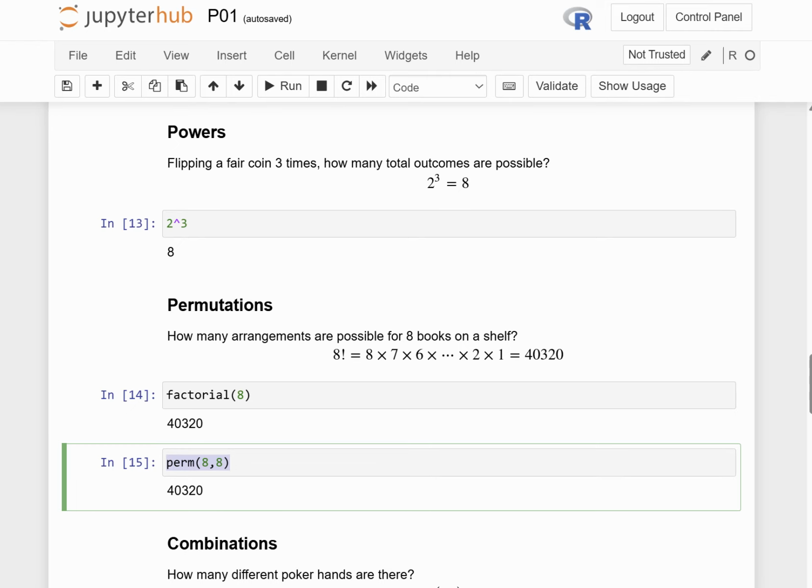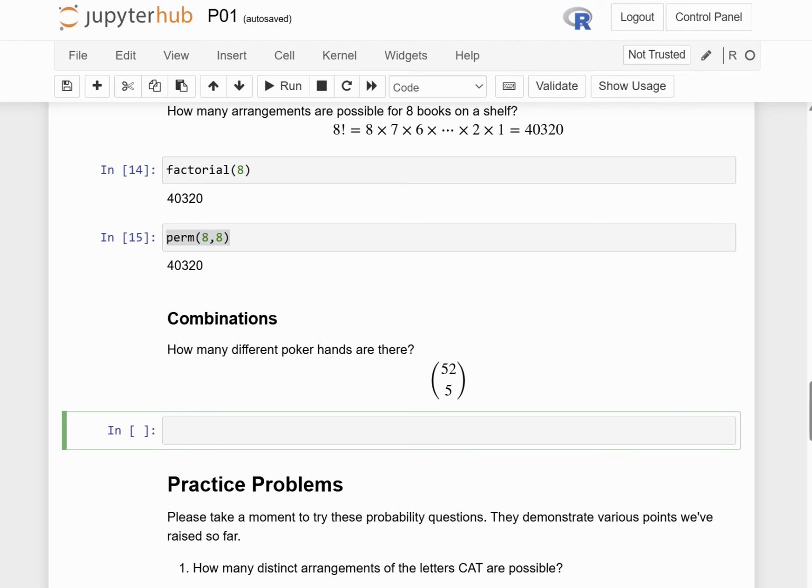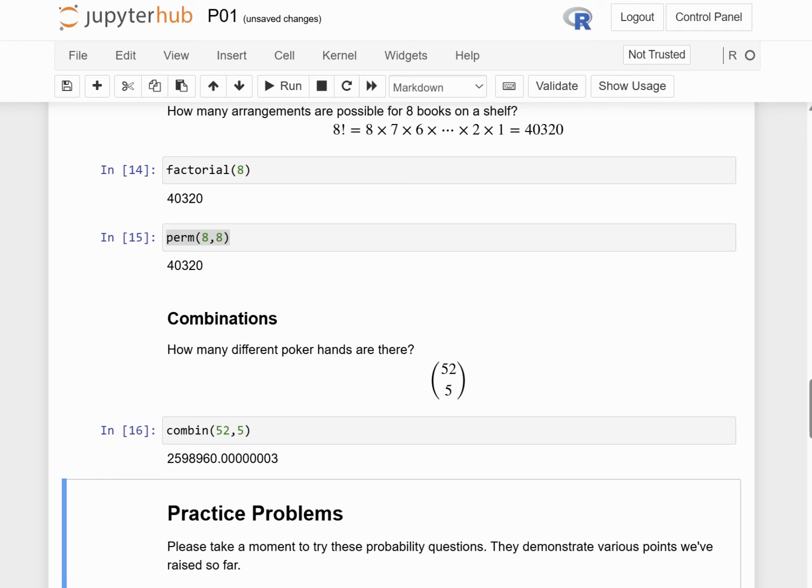Okay, so combinations, how many different poker hands are there? 52 choose 5. And the reason we say 52 choose 5, it really is that, right? How many ways are there from 52 objects to choose 5 when order doesn't matter, right? So we can do combin 52 comma 5, Shift Enter, and there are 2.6 million poker hands. Clearly it's an integer. R has lost a little bit somewhere in rounding error. But about 2.6 million poker hands.